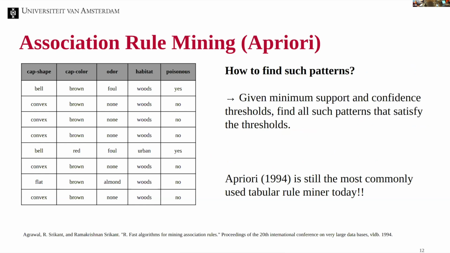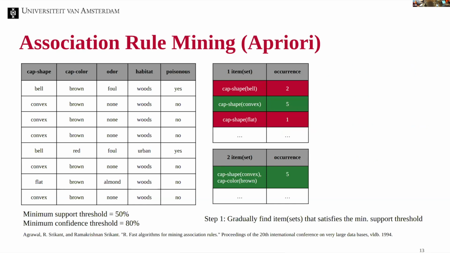And the way it works is that you basically go through the table and first count how many times each feature value combination occurs in the data. So cap shape bell occurs 2 times. Cap shape convex occurs 5 times. And then you set strict thresholds, say that minimum support has to be 50%. And then you eliminate the ones that are below the threshold.